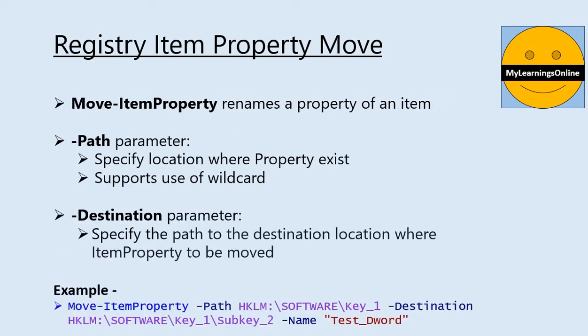The Path parameter is used to specify the location where the property exists. This parameter accepts wildcards as well. The Destination parameter is used to specify the path to the destination location where the item property needs to be moved. In the example, you can see the use of both these parameters.